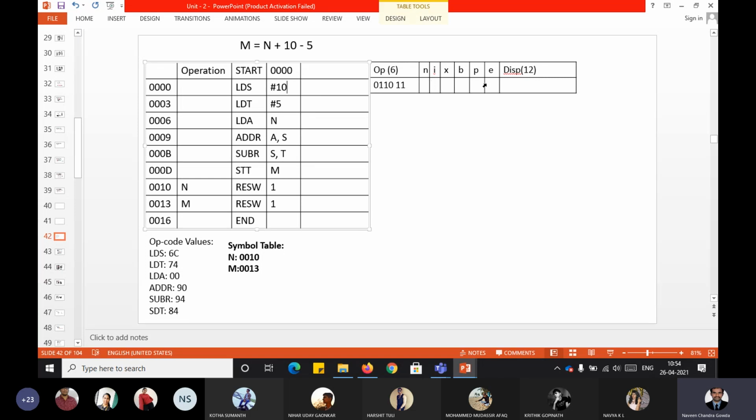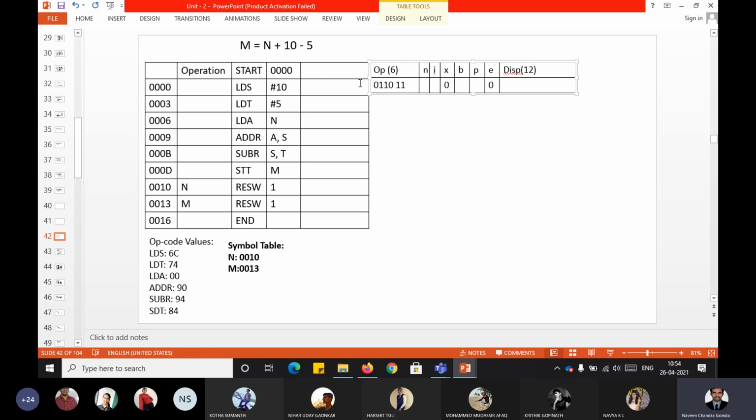Now let us take up the NXBPE. Let me make it as simple as possible for you guys. First and foremost, it is a format 3. So for format 3, what is the value of E? I told you E will be 1 for format 4 and 0 for format 3. So E is 0. And is it making use of the X register? No, so I'll make X as 0. I'm doing this for you guys as this is the first example, so I'm taking simple things.